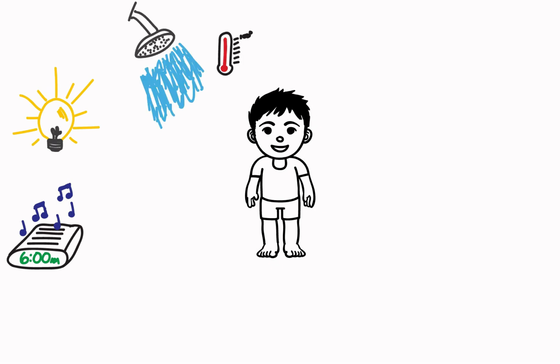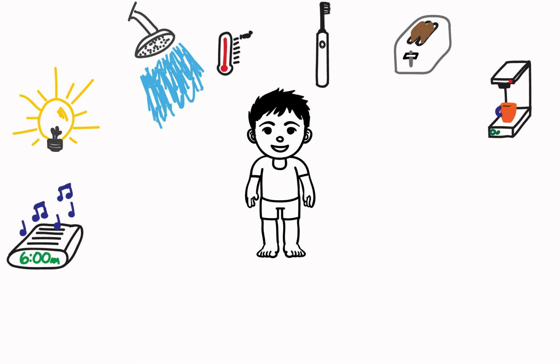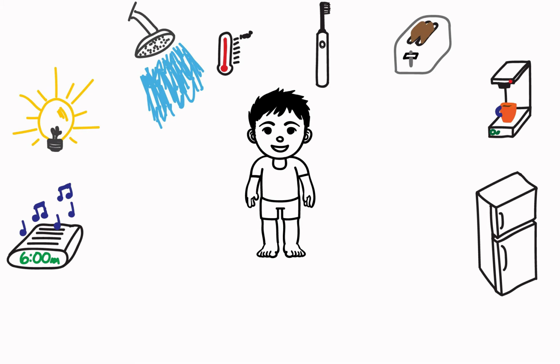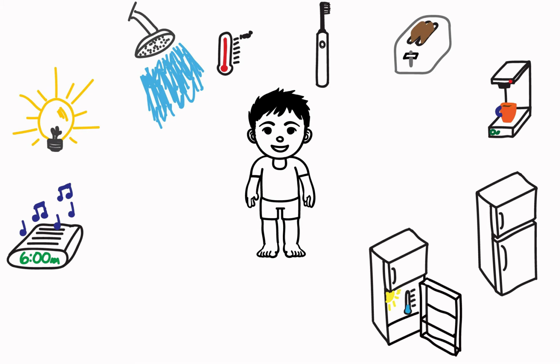You take a warm shower and brush your teeth with an electric toothbrush. It's breakfast time. Put the bread in the toaster, press a button, and anxiously wait for the toast to jump out. You touch a few other buttons and make delicious coffee. You get thirsty and you open the fridge. As the door opens, a light turns on and you're greeted with a chill.